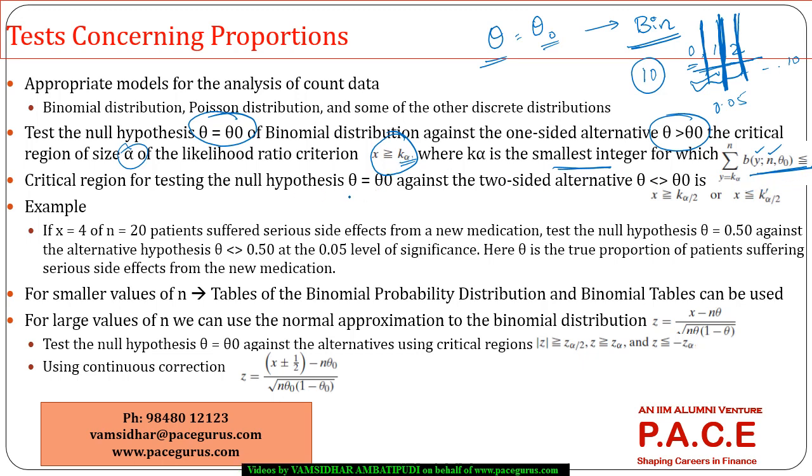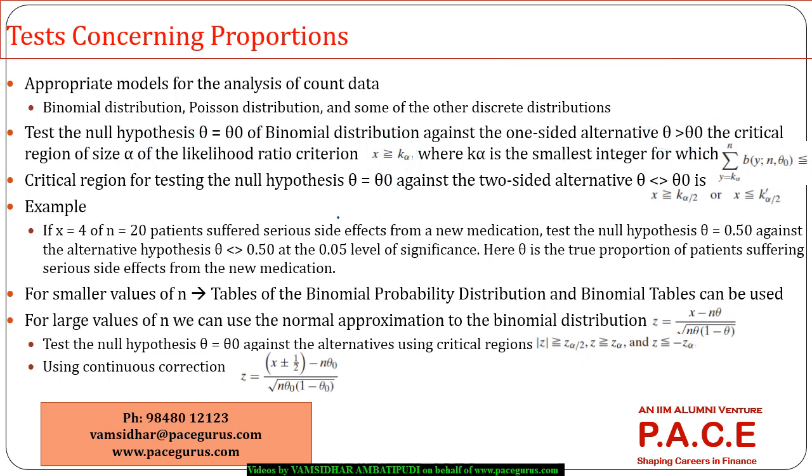In some cases we can even test the two-tailed alternative, wherein I am looking at x greater than or equal to k alpha by 2, where k alpha has the same definition, with alpha as defined. Similarly I can also look at k dash alpha by 2: x less than or equal to k dash alpha by 2, or x greater than or equal to k alpha by 2. That's the typical computation of the critical region, and based on that we can make inferences regarding the population theta value.